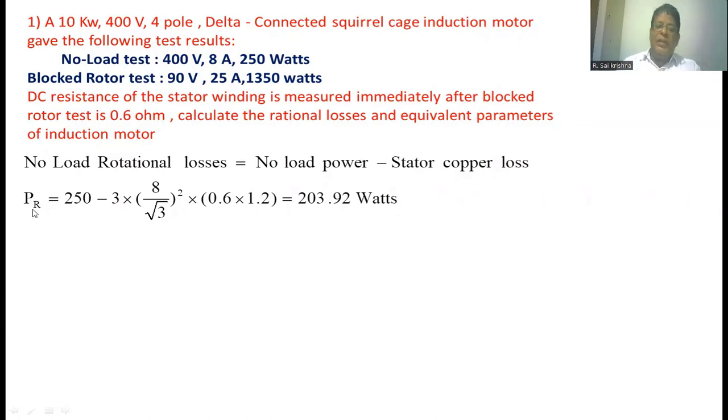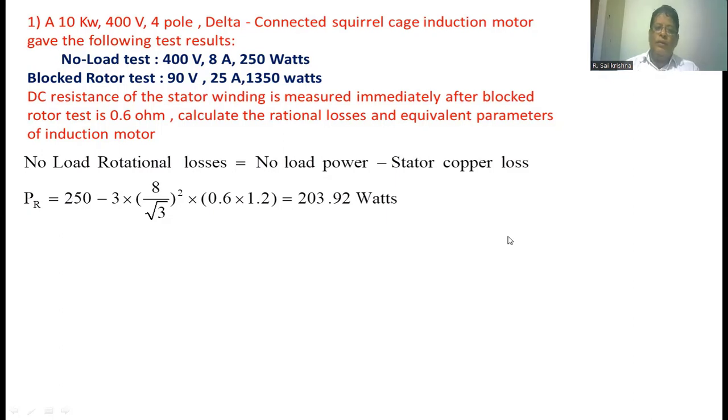That is denoted by P suffix R. This is equal to 250 minus 3 into the per phase current taken by the induction motor at no load. Because it is delta connected, 8 amperes of line current is taken, so (8 by root 3) whole squared into the resistance of the stator winding. The DC resistance into 1.2 gives the AC resistance. Simplifying this, we get 203.92 watts.